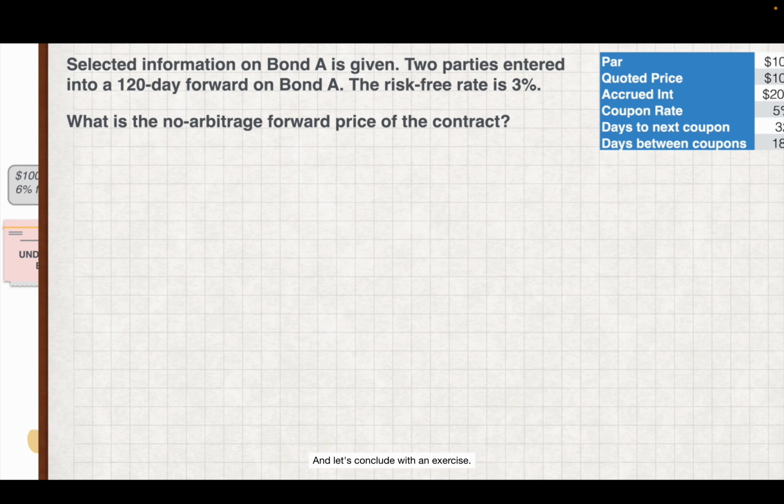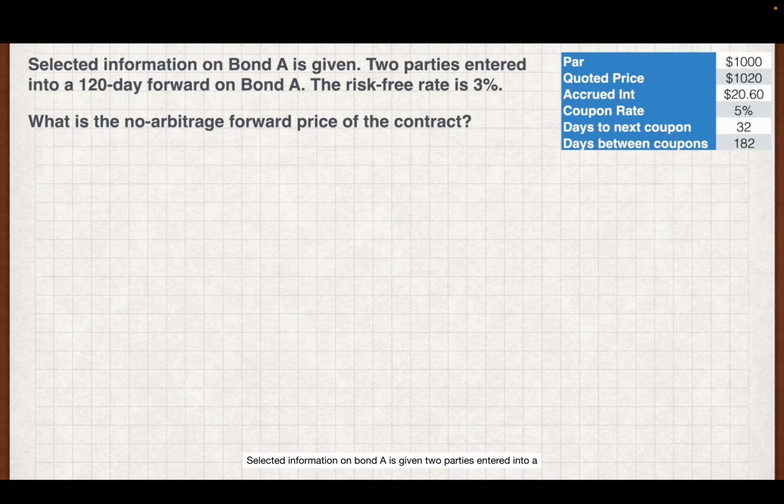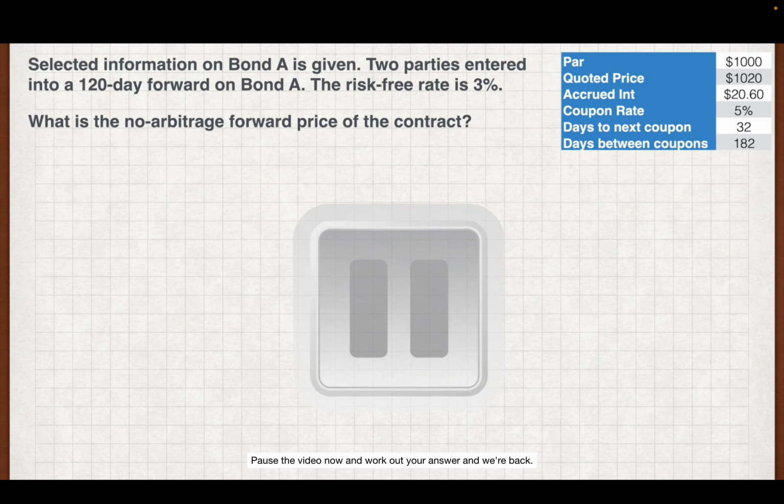And let's conclude with an exercise. Selected information on Bond A is given. Two parties entered into a 120-day forward on Bond A. The risk-free rate is 3%. What is the no arbitrage forward price of the contract? Pause the video now and work out your answer.